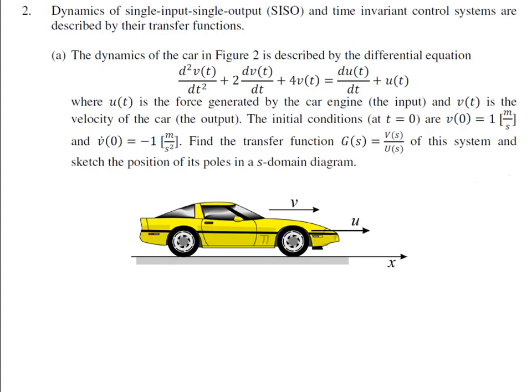So the second question is asking: the dynamic of a car is given by this second-order differential equation, where v(t) is the velocity and u(t) is the input.